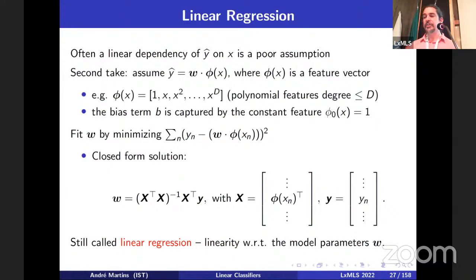Okay. Note that even though we might have features here that make this not linear in X anymore, it's still linear in W. So we still call this linear regression, even though you might have a higher order polynomial fitting the data. We're not going to have a straight line anymore in our original plot, but it's still linear regression because it's still linear with respect to the model parameters W.